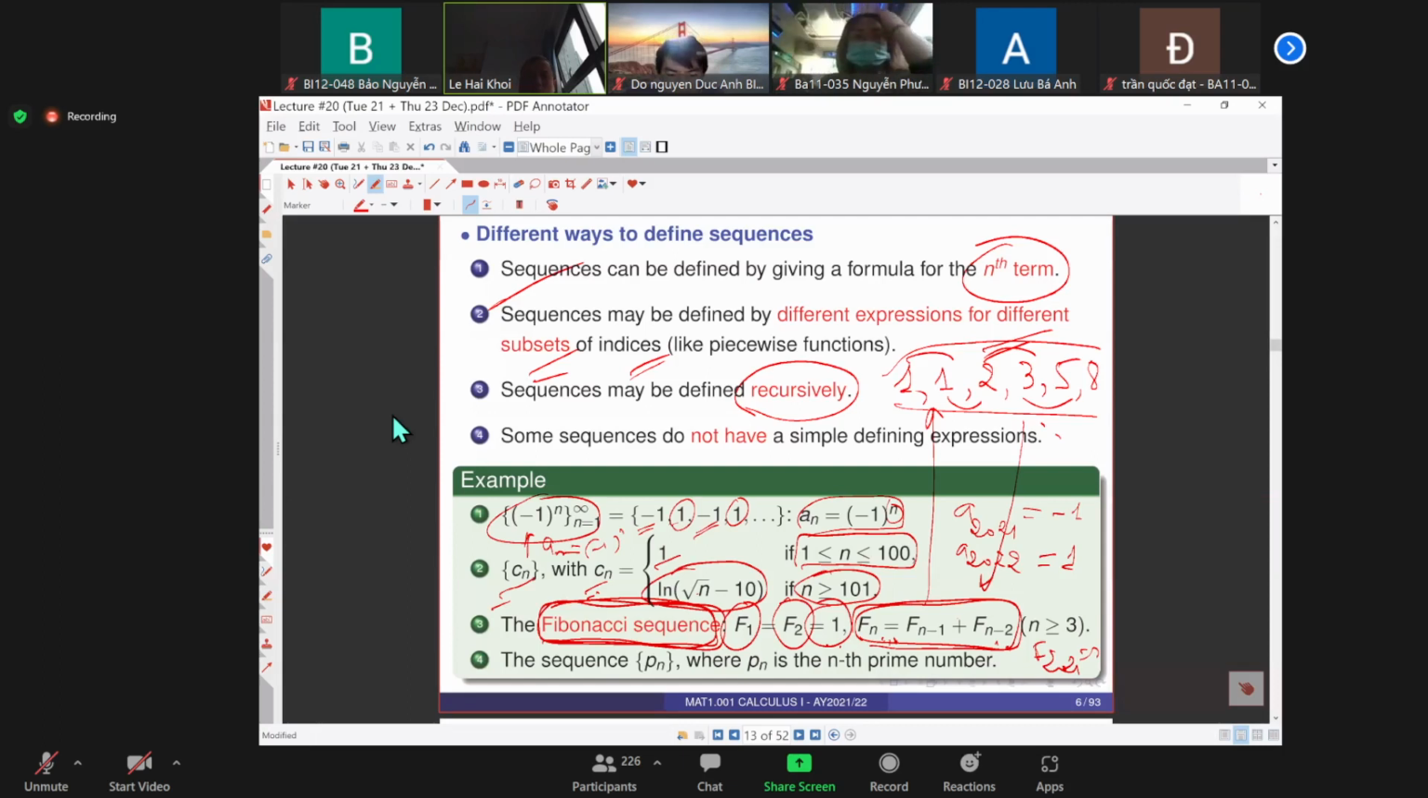Okay. And the last one. Pn is a prime number, position is n. Pn là số nguyên tố thứ n.